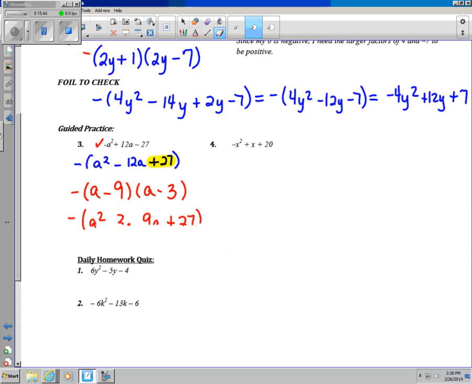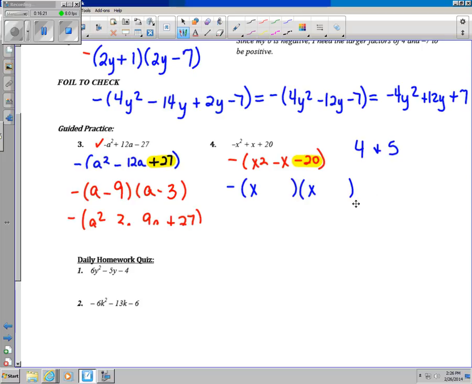Okay. On my next one, again, I'm going to pull out a negative 1 first. So a negative here leaves me with x squared minus x minus 20. Okay. So C term is negative, so I'm looking for the difference between the factors. I'm going to leave my negative out front. And I know I'm going to have a plus and a minus, and I know I'm going to have an x and an x because there is no coefficient a. So that's kind of nice. And my factors of 20 that have a difference of 1 are going to be 4 and 5. 4 times 5 is 20, and 5 minus 4 is 1. So again, my b term's negative, so I need the minus sign to go with my larger factor, and the plus sign to go with my smaller factor.